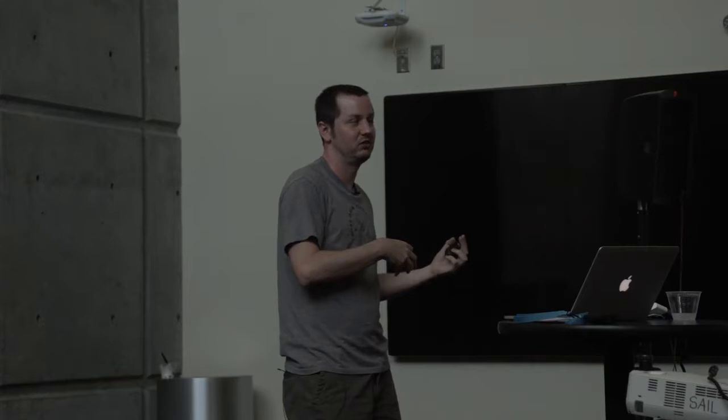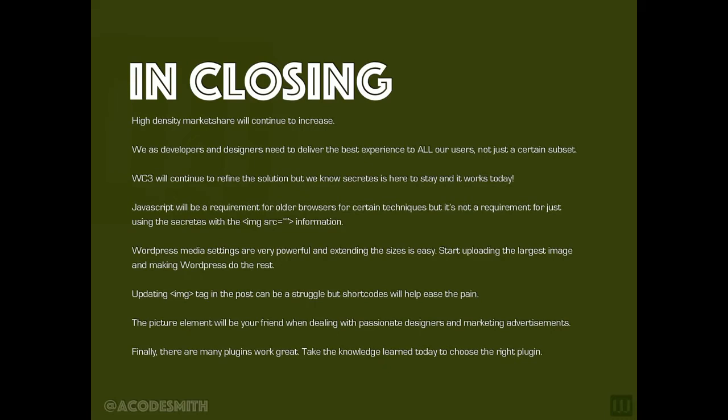That's what's important. So the WordPress media settings are really, really powerful. You need to try to get in there, figure out how to set your own image sizes, figure out how to add your own image sizes, and then work with it. You don't really want to butt the system if it's working for you. It looks a little confusing, the PHP, but it's really not, just a couple of lines of code. And then also, the image tag post can be a struggle. Short codes help, but in the end, you're probably not going to want to update all your image tags by hand, right? You're going to want to use a plugin.